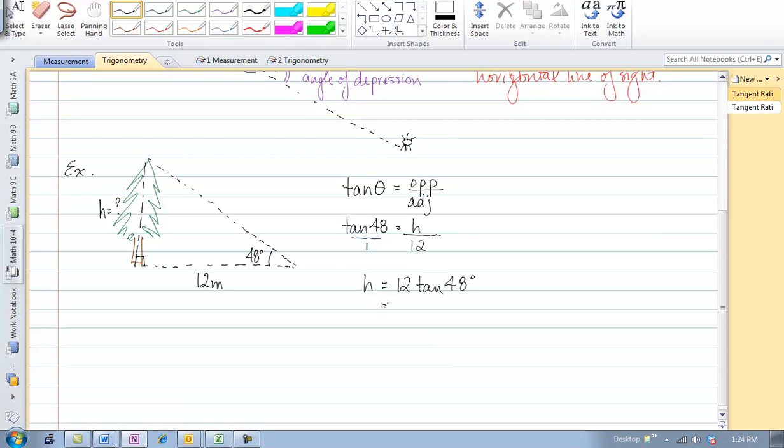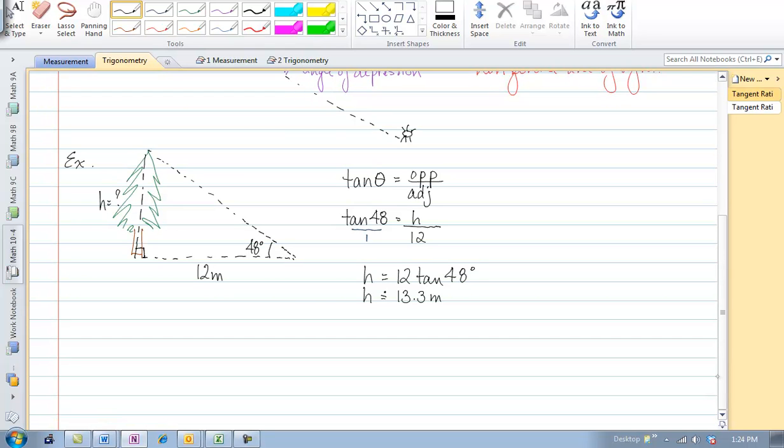And we can put that right into our calculators, making sure though, of course, that our calculators are set to degree mode, not in radians or gradians. And if we enter that into our calculator, we find out that the height is approximately 13.3 meters, rounded to the nearest tenth. Let's take a look at another example then.